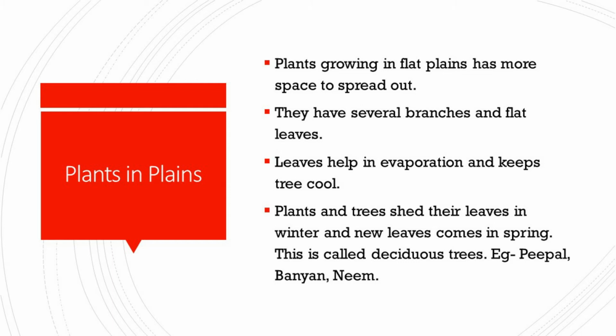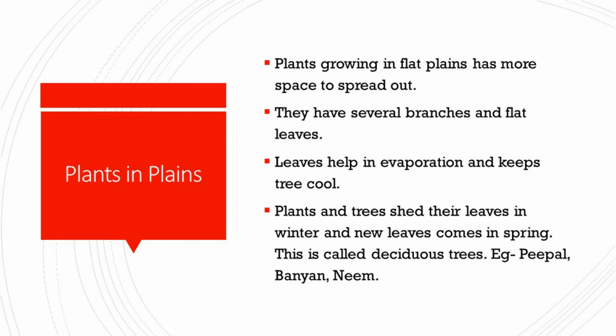Now leaves help in evaporation and keep the tree cool. Plants and trees shed their leaves in winter and new leaves come in spring season. This type of trees are known as deciduous trees. What are evergreen trees? Evergreen trees are not shedding all the leaves at once. They are shedding only some of the leaves, but all the year, it looks green in color.